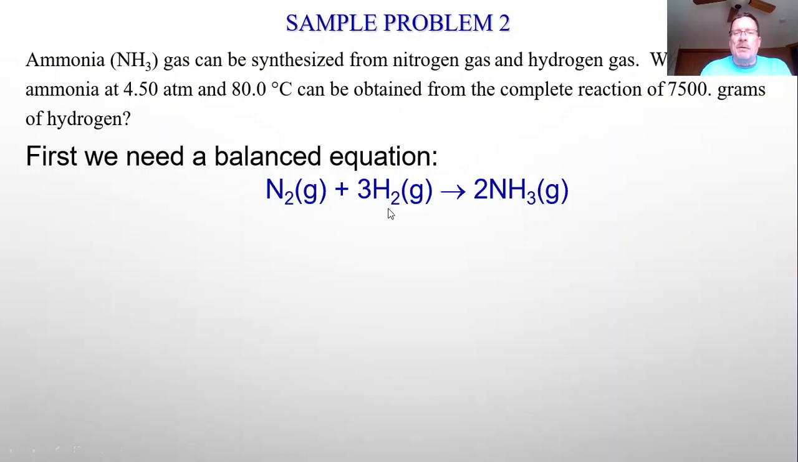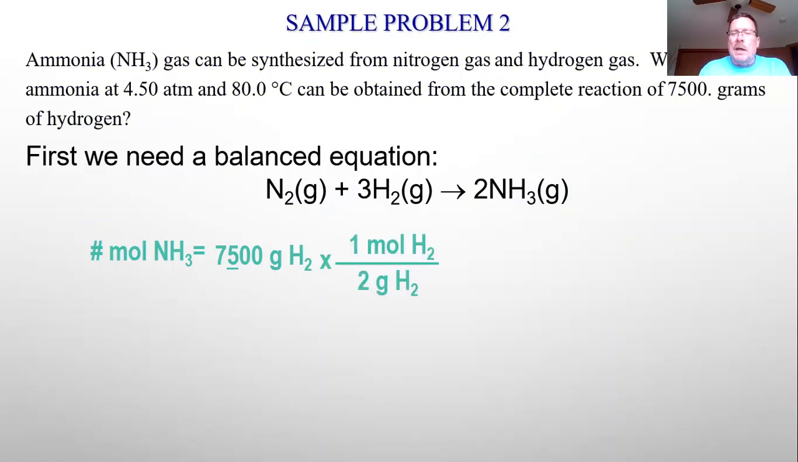Okay. Now we know the grams of hydrogen. We have 7,500 grams. So the first thing we've got to do, in finding the moles of ammonia, is take the grams of hydrogen and divide by the molar mass. See, hydrogen is diatomic. That's going to get us moles of hydrogen. Then we're going to multiply by the mole ratio. In this case, it's 2/3. Okay, the one you want over the one you've got.